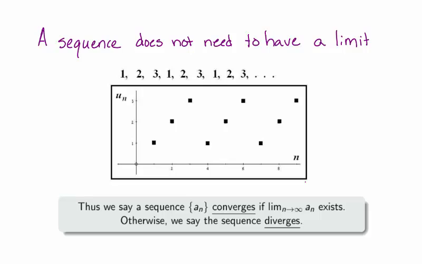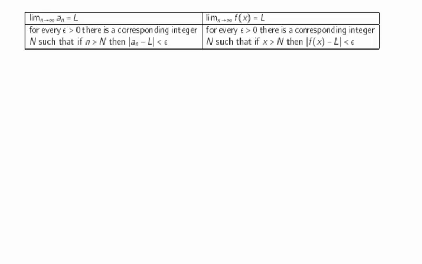Thus we say a sequence an converges if the limit as n goes to infinity of an exists. Otherwise, we say that the sequence diverges. The notion of the limit of a sequence should not feel like a new concept, as you have already dealt with a similar concept when dealing with infinite limits of functions.